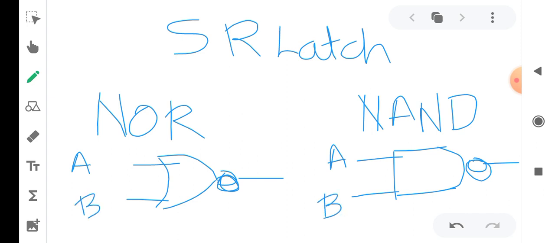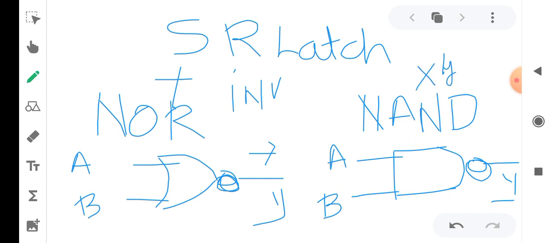For the NOR gate, it will OR, which means it will add, and then it will invert the result, and this result we get as the output Y. For the NAND gate, whatever A and B you give, it will multiply them and then invert, and after the inversion you get the output.